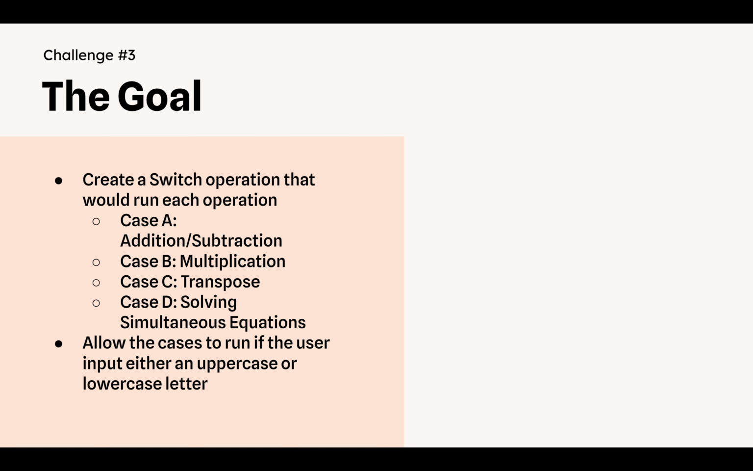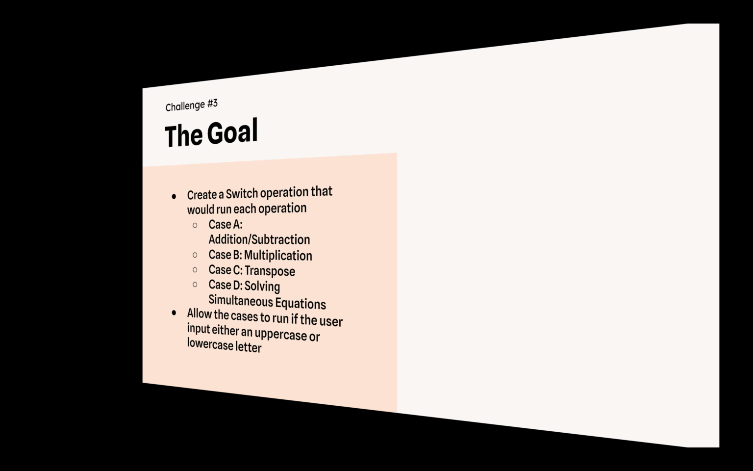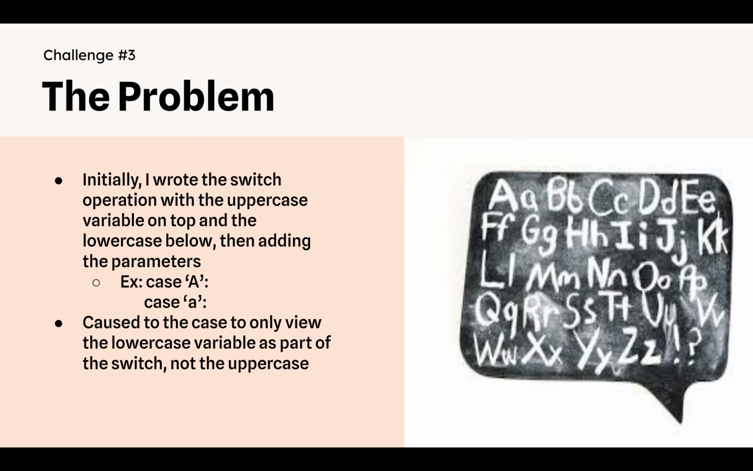And I wanted to be able to allow the cases to run if the user had input either an upper or lowercase letter. So for example, if they wanted to run the addition and subtraction, they could either input an uppercase A or lowercase a. Initially, when I wrote the switch operation, I wrote it with the uppercase variable on top and then the lowercase below, and then going in to add the parameters. For example, I showed here kind of how I had it written.